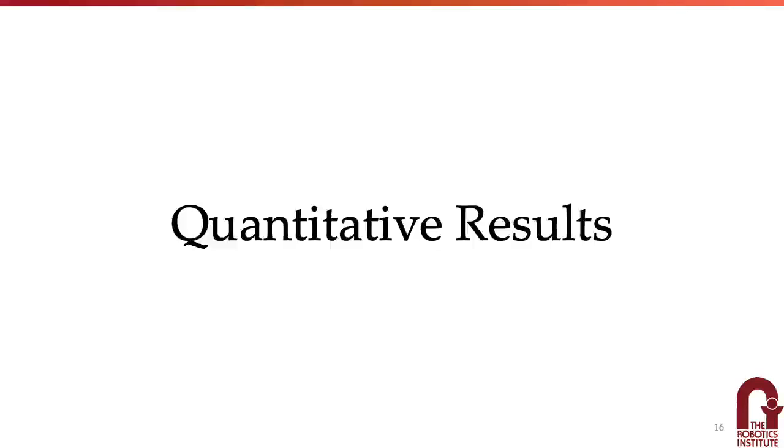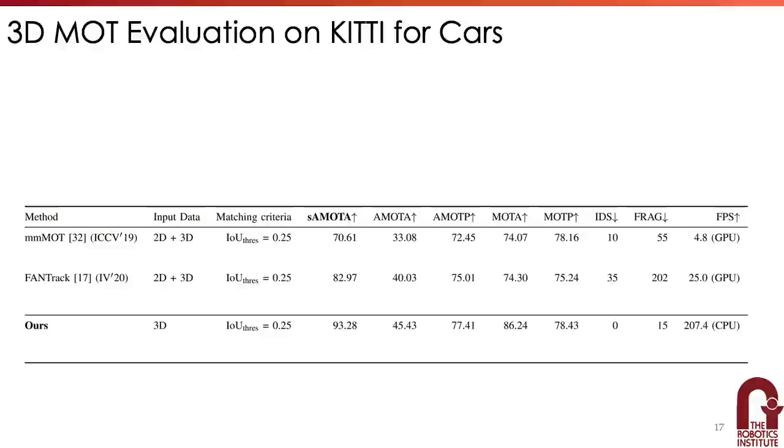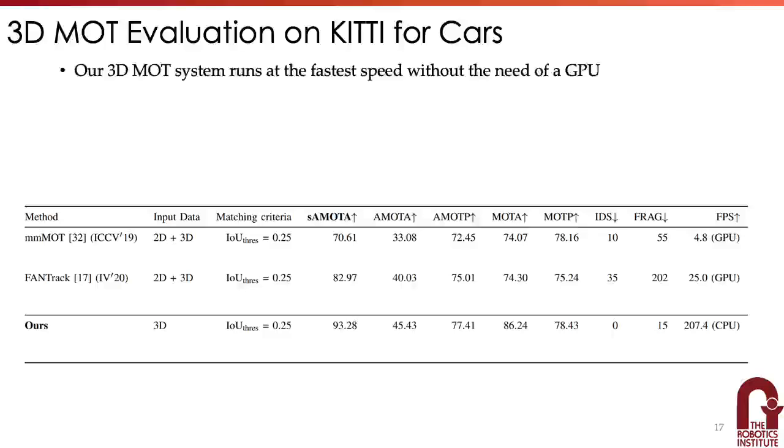Now, let's talk about the results of our 3D MOT system. First, we evaluate our 3D MOT system on the KITTI dataset for the car category and compare with two learning-based baselines that have higher system complexity than our system. With the matching criterion of 3D IoU equal to 0.25, we can say that our system outperforms the two baselines in most of the metrics. It's worth noting that our system is the fastest, which runs at about 200 FPS with CPUs, while the baselines require GPUs and run at a much lower FPS.